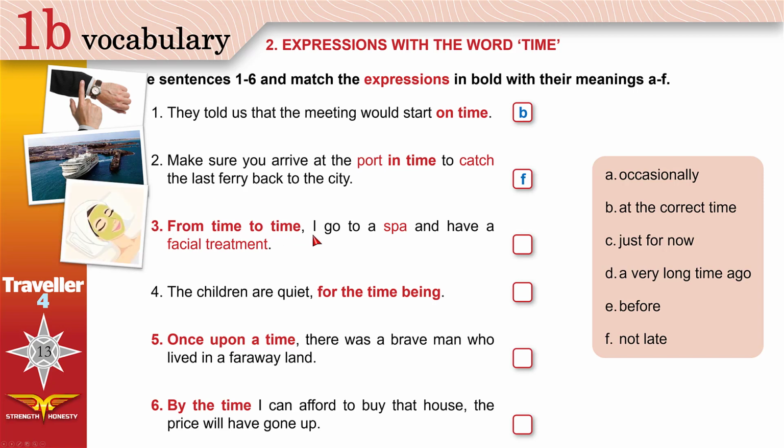From time to time means not always, sometimes. Occasionally means from time to time, not always. This sounds like a J. Occasionally, I go to a spa.